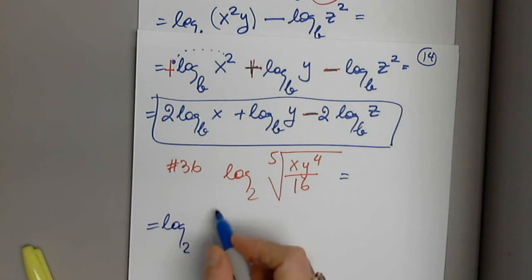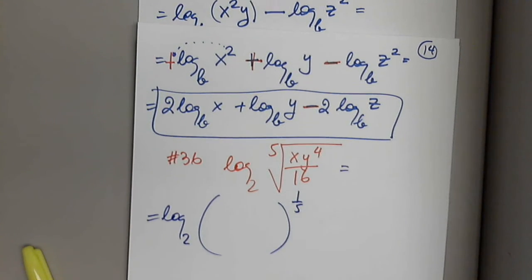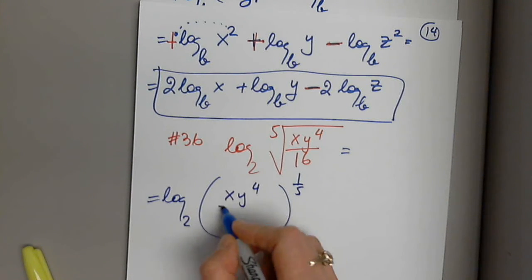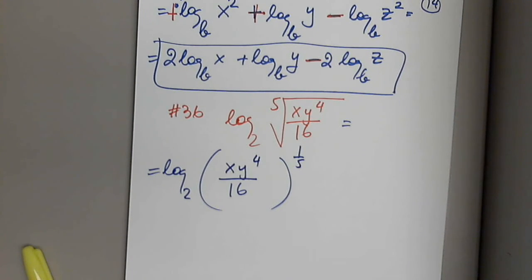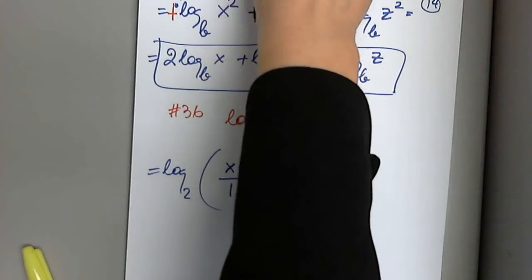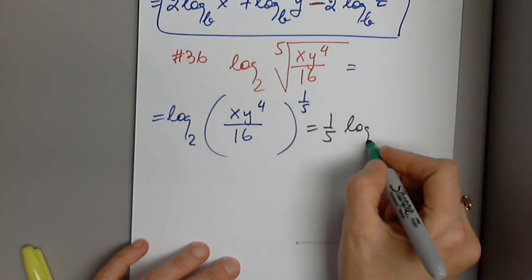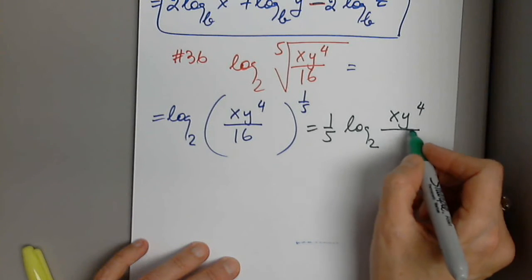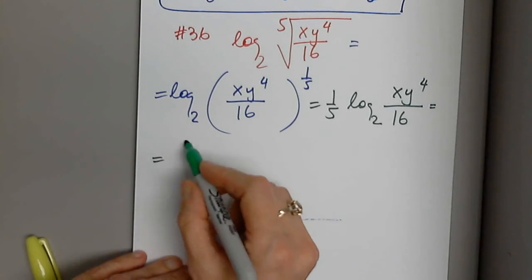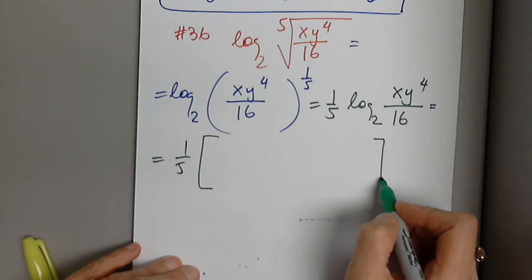So this is log base 2. Everything is raised to 1/5. And inside I have xy to the 4th over 16. Perfect. This time I have to start with that power. I cannot move into the ratio or the product. I have to start with that power. So when I start with the power, all I have to do is put the power in front. That's my first step. So I have 1/5 log base 2 of xy to the 4th over 16. 1/5 now stays outside waiting.